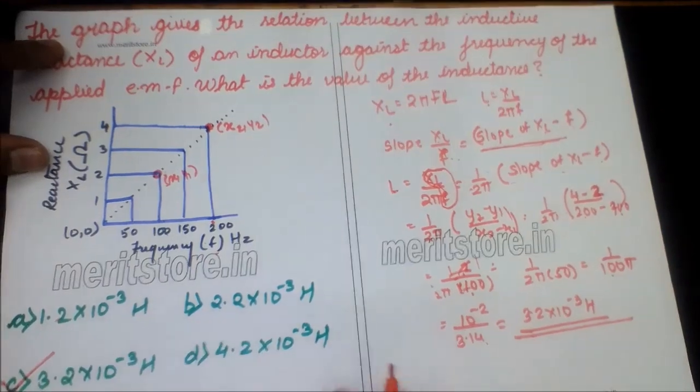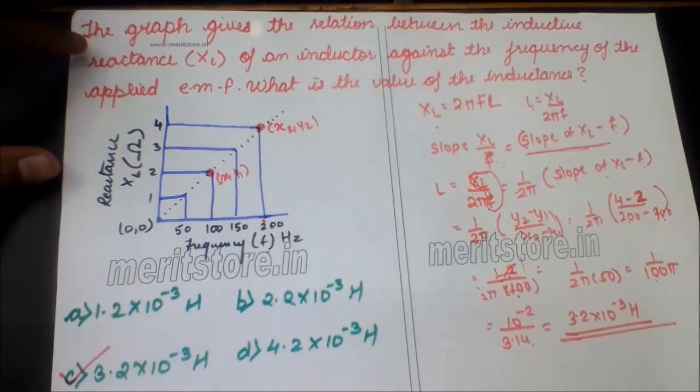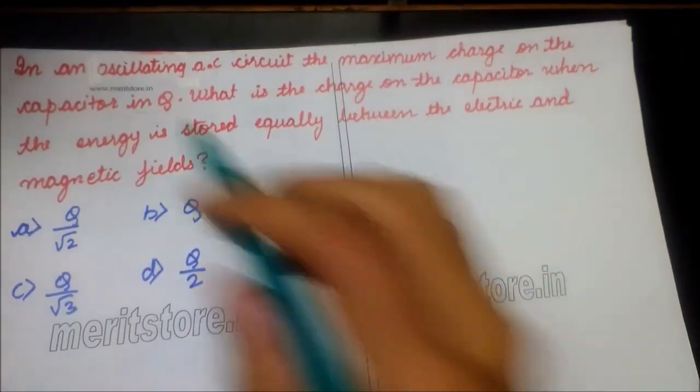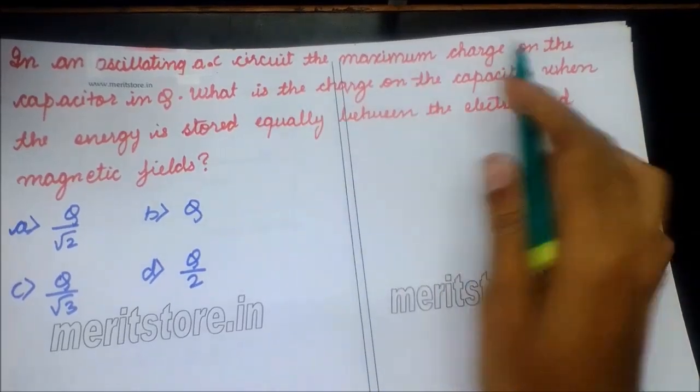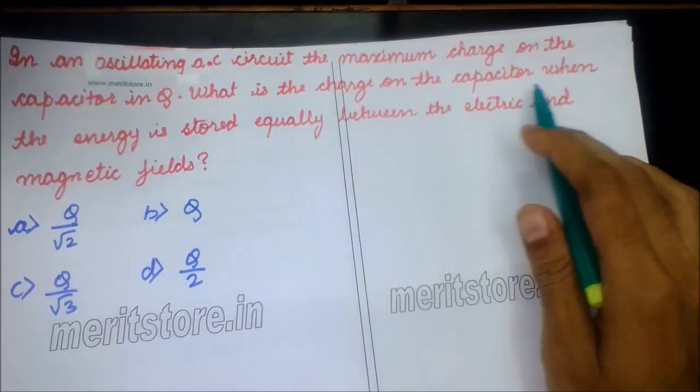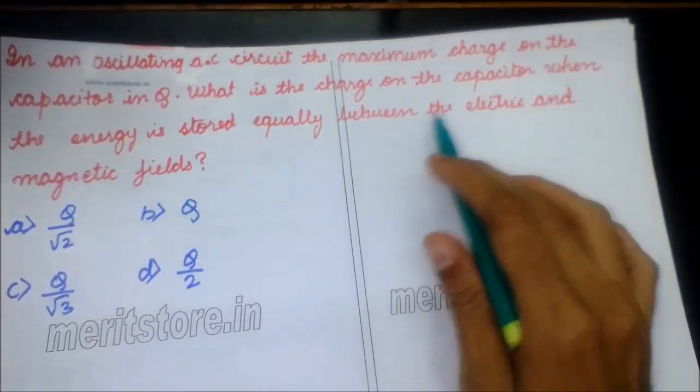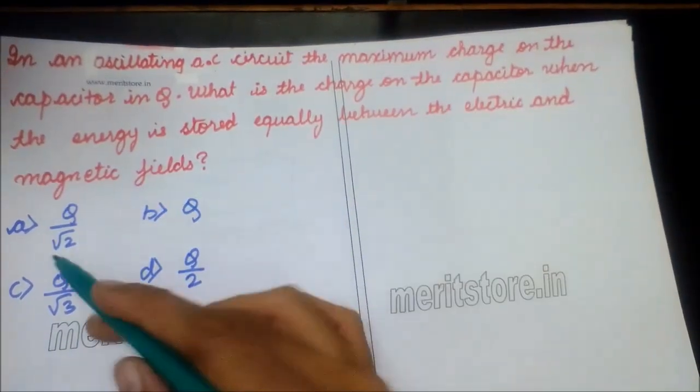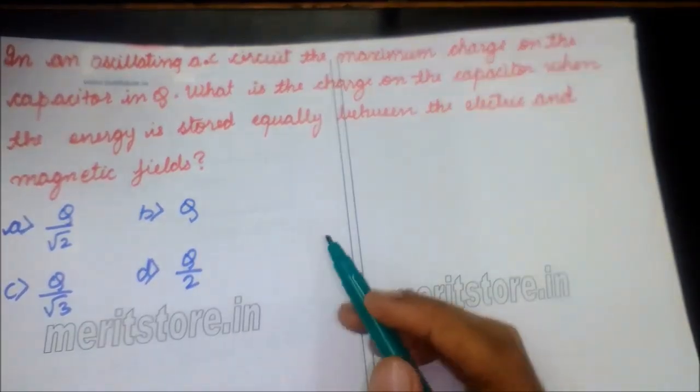So here C is the correct option, 3.2 into 10 raised to minus 3 Henry. In an alternating circuit, AC circuit, the maximum charge on the capacitor is Q. What is the charge on the capacitor when the energy is stored equally between electric and the magnetic field? Q upon root 2, Q by 3 or 2.